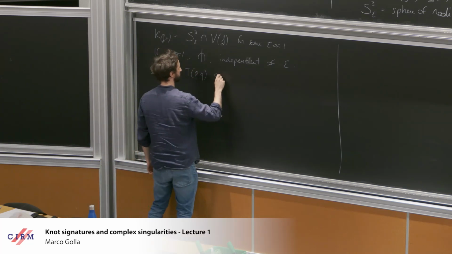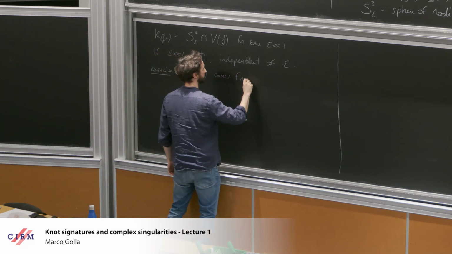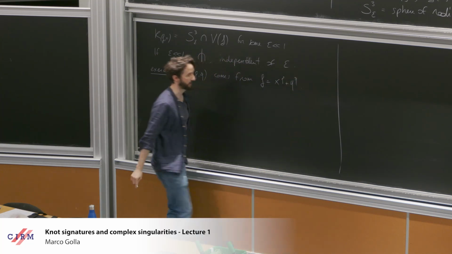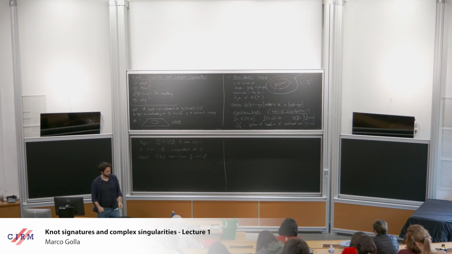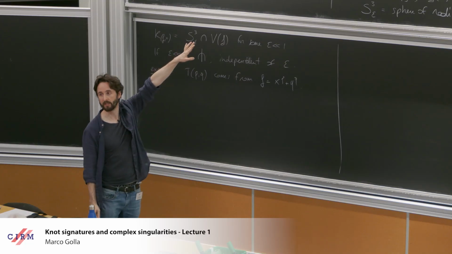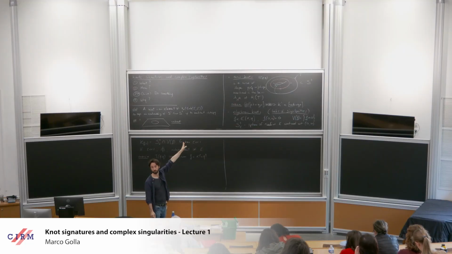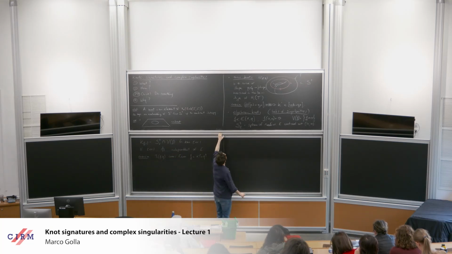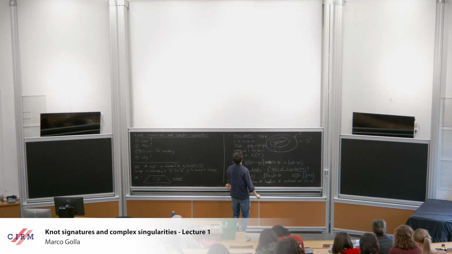T_{p,q} comes from f equal x^p plus y^q. Maybe I should have said that when I write slope p over q, I'm implicitly assuming that p and q are coprime. So I'm actually looking at knots and not links. But yeah, so maybe let me write it down. And I want p and q coprime.